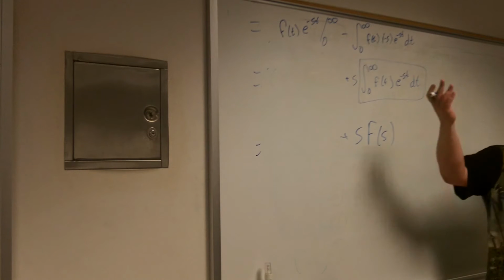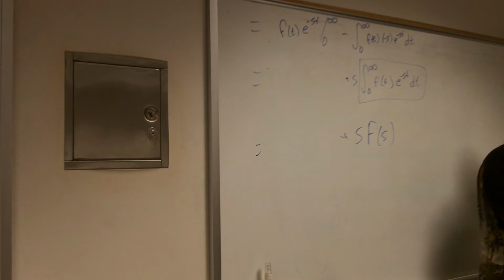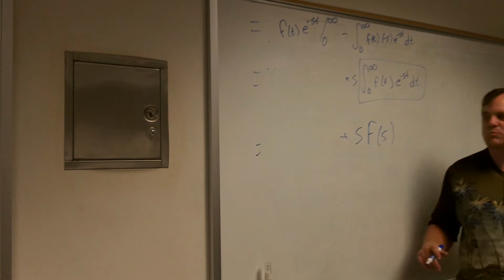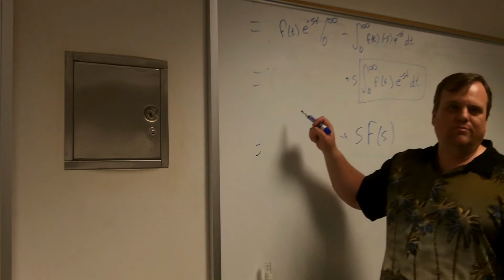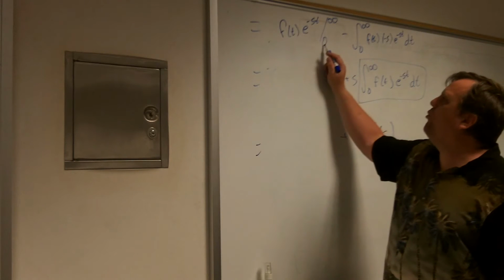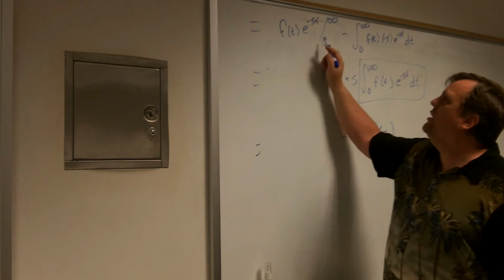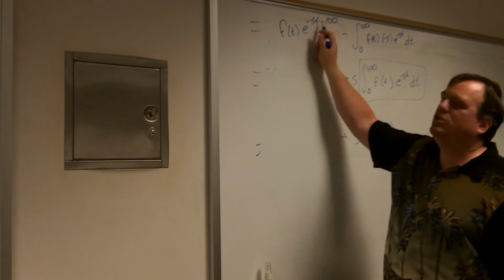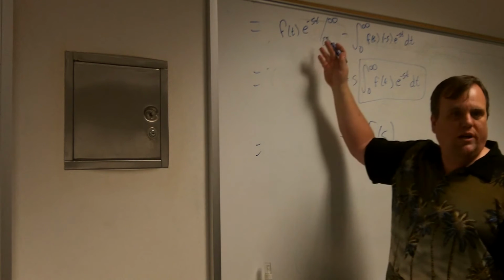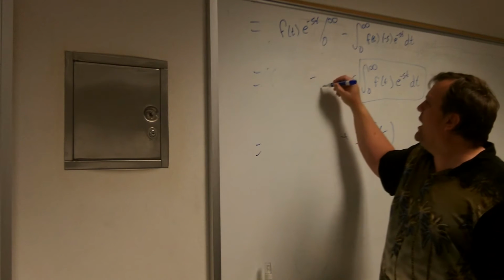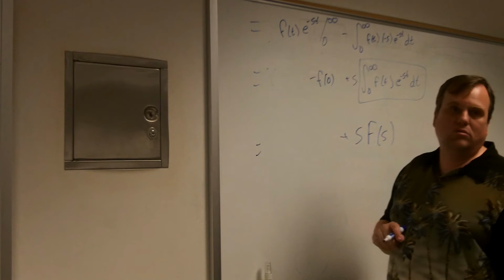So as long as you know what little f to big F is, then you just stick it right in there. No problems. How about this other side now? Well, consider when t goes to 0. E to the minus 0, that's e to the 0, it's 1. So it's going to be whatever f of 0 is. So that's on the minus side, so I get minus f of 0.